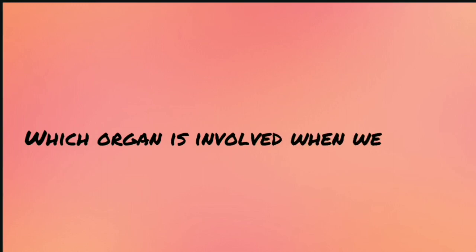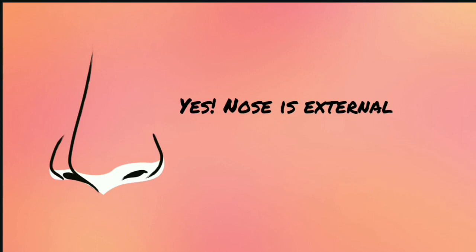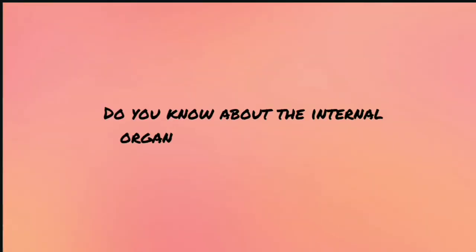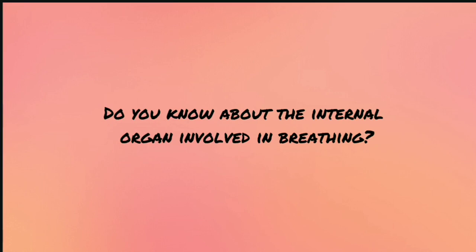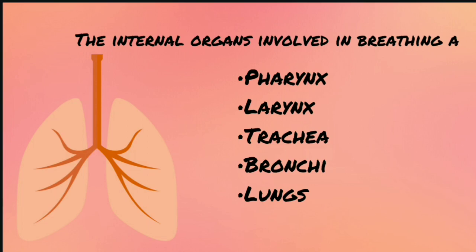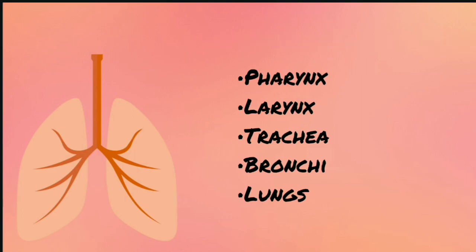Now, can you tell me which organ is involved when we inhale? The external organ involved in breathing is the nose. Now, do you know about the internal organs involved in breathing? The internal organs involved in breathing are pharynx, larynx, trachea, which is also known as windpipe, bronchi, and lungs.